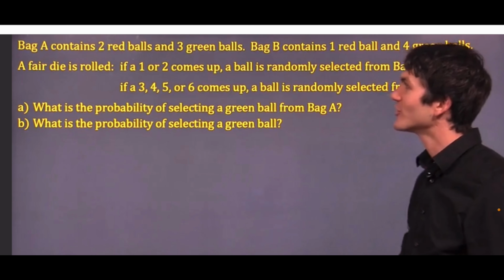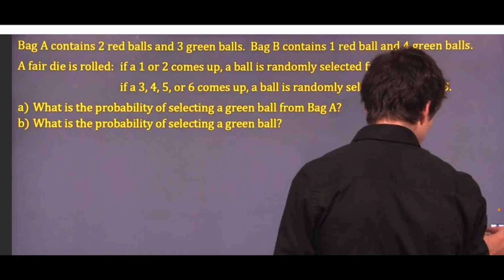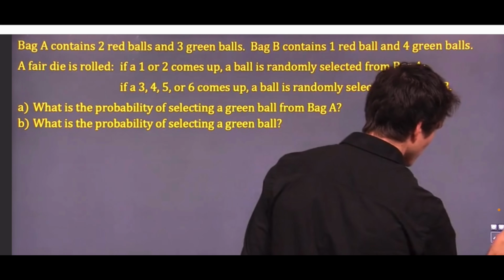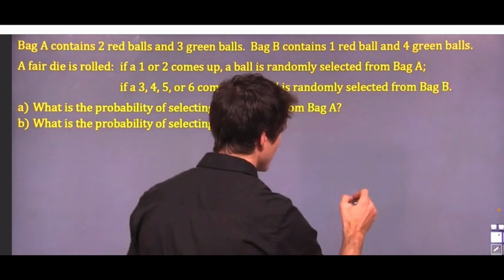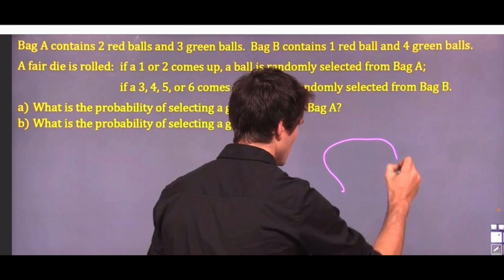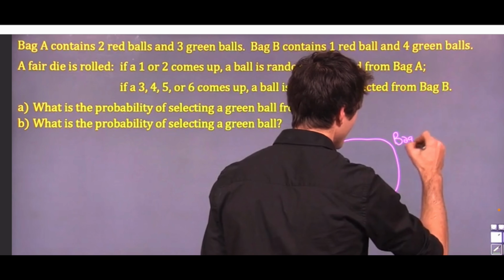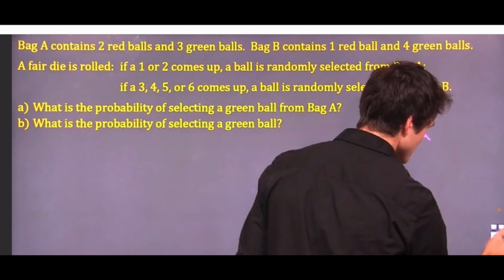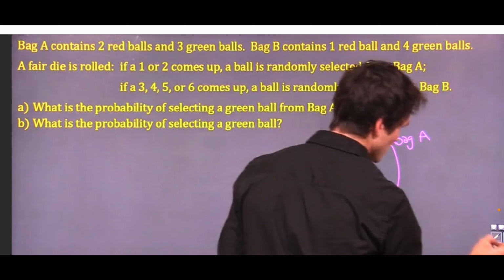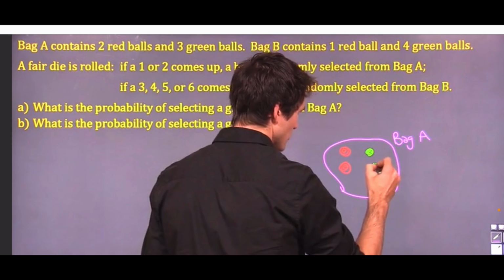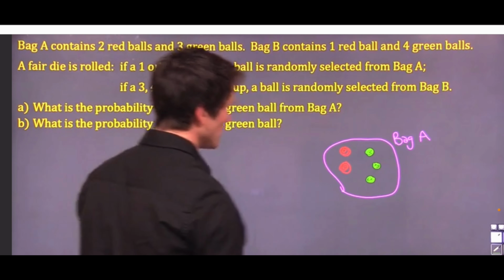Alright, so this question says, a bag A contains 2 red balls and 3 green balls. Let's draw a bag A right now. First, let's make this red balls. Okay, so bag A, right here. It kind of looks like a bag. Bag A has 2 red balls, 1, 2, and 3 green balls, 1, 2, 3. Alright, now bag B contains 1 red ball.